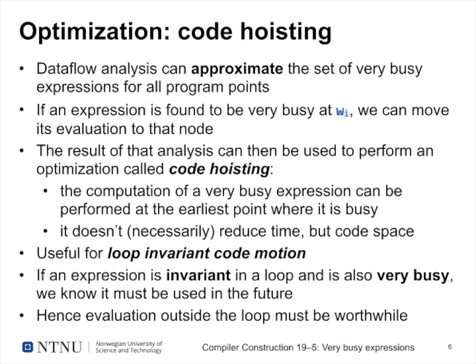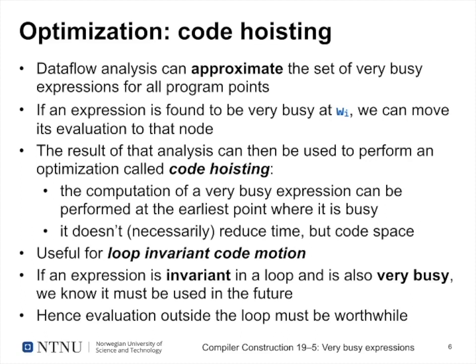So code hoisting optimizations have a bit of a problem because we can't do extremely precise analysis here. So data flow analysis can approximate the set of very busy expressions for all program points. If we know that an expression is found to be very busy at a program point, we can move its evaluation to that node. The result of that analysis can then be used to perform code hoisting.